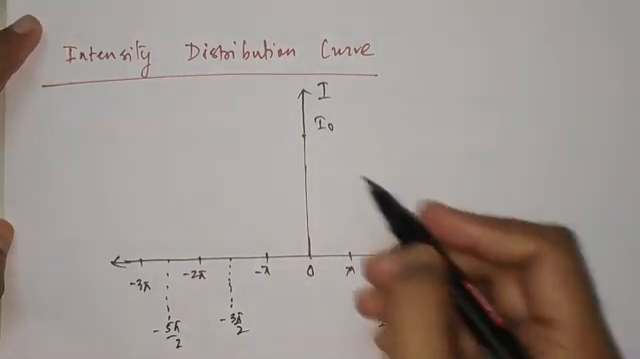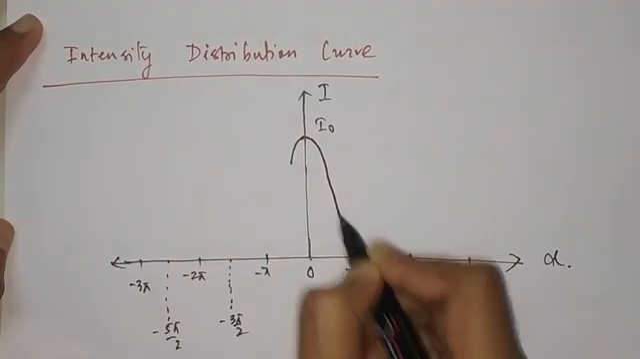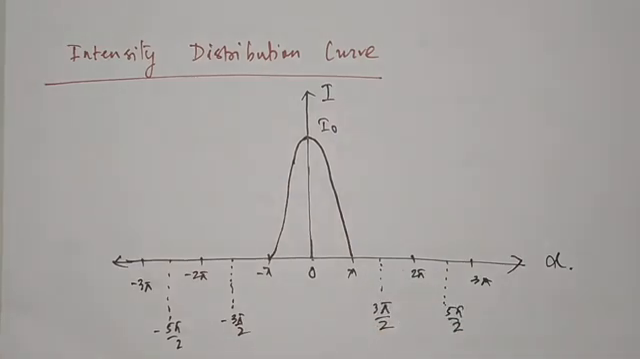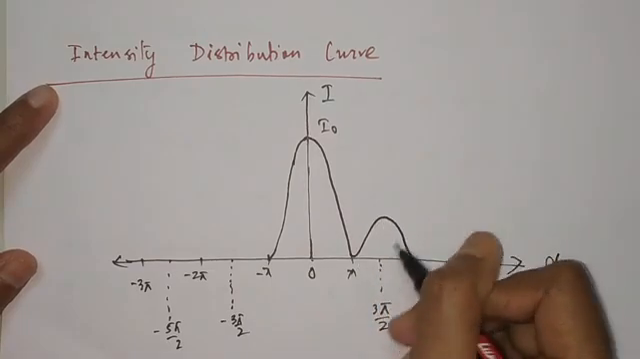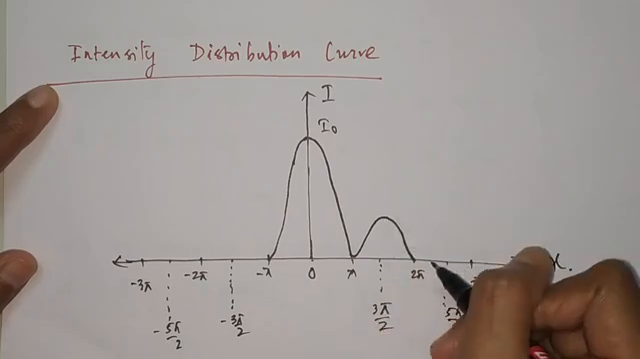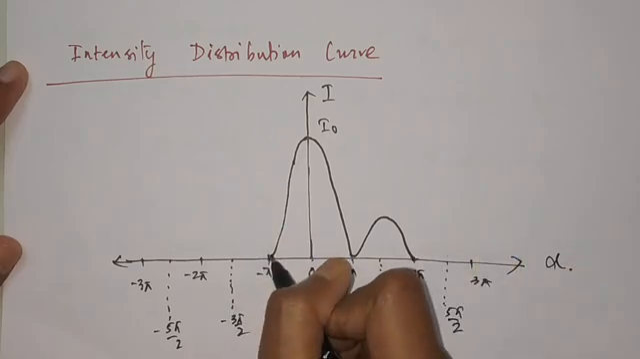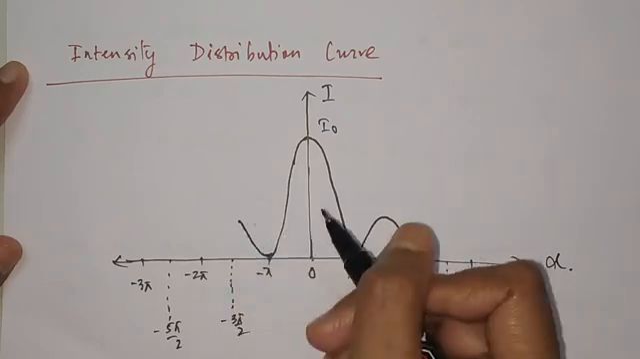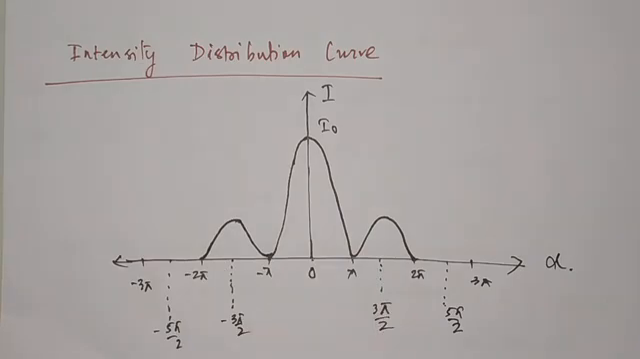So at alpha equals 0, the intensity is maximum, we get the principal maximum. Then on either side the intensity decreases and we get the first minimum at pi and minus pi. Then again the intensity increases and we get the first secondary maximum around plus minus 3 pi by 2. Then again the intensity decreases, we get the second minima at 2 pi. Similarly on this side also we get the first secondary maximum around minus 3 pi by 2. Then intensity decreases, we get the second order minima at minus 2 pi, just like at plus 2 pi.